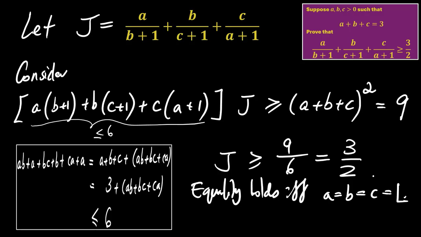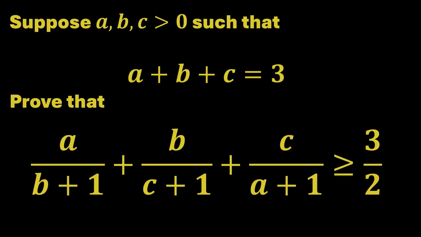Now we have solved this inequality. For tomorrow, we will modify this question a little bit, and we wish to solve a over b squared plus 1 plus b over c squared plus 1 plus c over a squared plus 1 greater than or equal to 3 over 2.